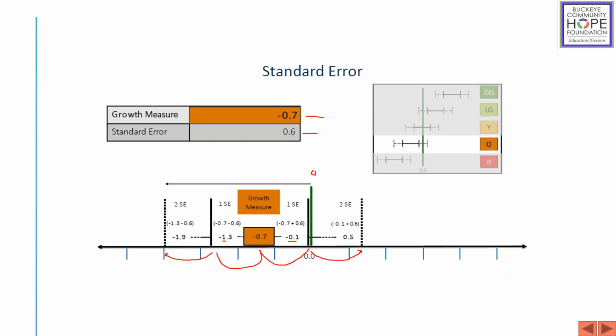Because 2 standard errors goes above the growth standard of 0, there's still a within 2 standard error chance that this group actually did show growth. So that falls into the orange. Even though 1 standard error is below, there's still a small amount of chance that that group met the growth. So that's why they're color-coded orange in this case. Red would have represented that the 2 standard error line would have also fallen below.